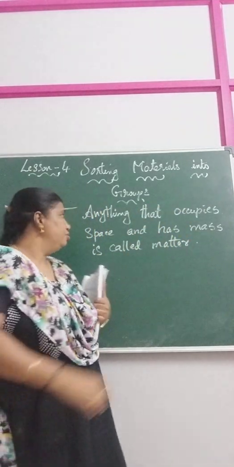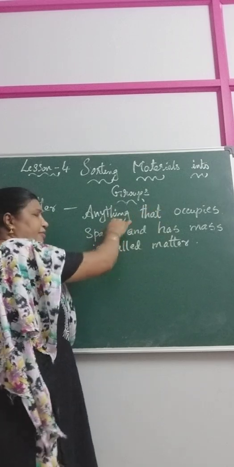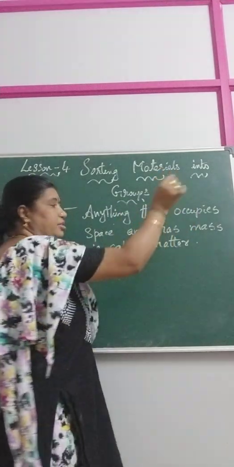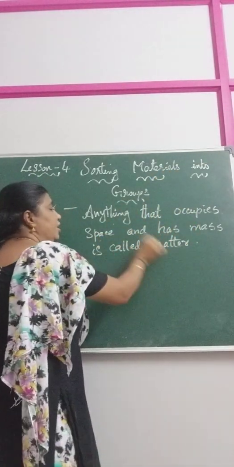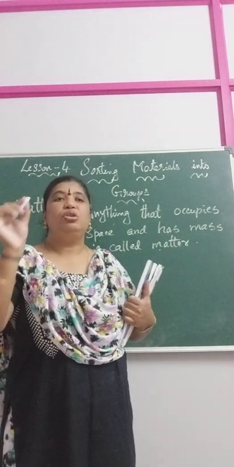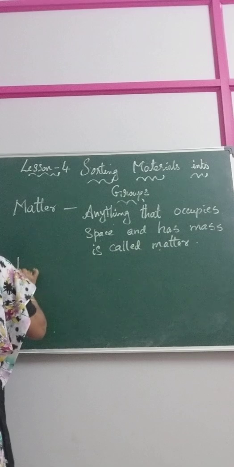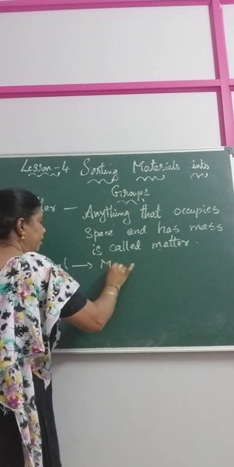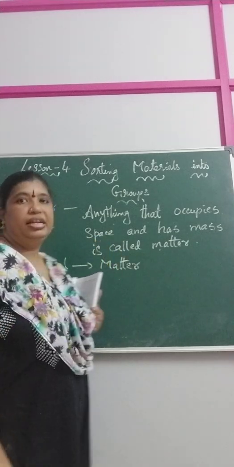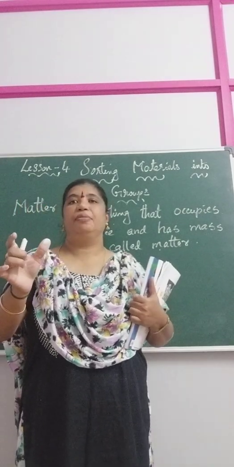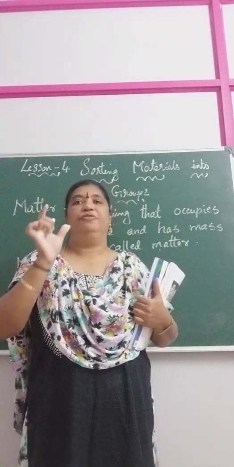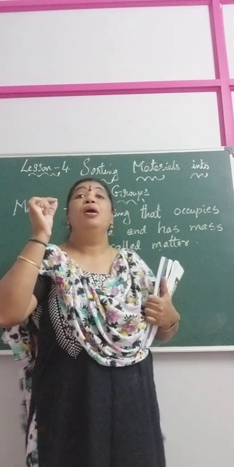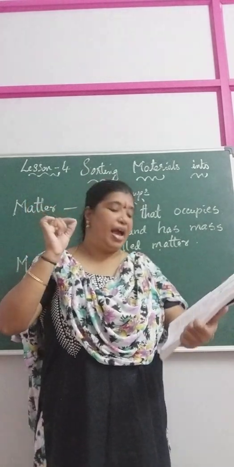Yes, children? So, matter is anything. It can be any object, any material that is occupying some space and has some weight. It is called matter. So, till now, what did we learn? We learned what we mean by a material and what we mean by matter. Clear about this? So, matter is any object or anything which is occupying some space and which has some mass.